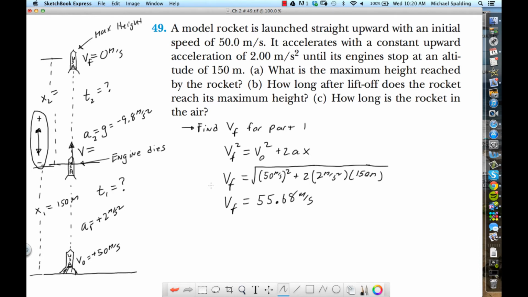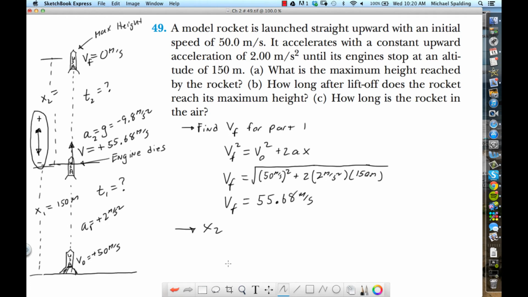Hey, don't round, because we're going to use this velocity in another calculation. Don't round till the very end. Okay? Don't round till the very end. So now that we have this velocity right here, positive 55.68, we can solve for x2. So what equation can we use to find x2?